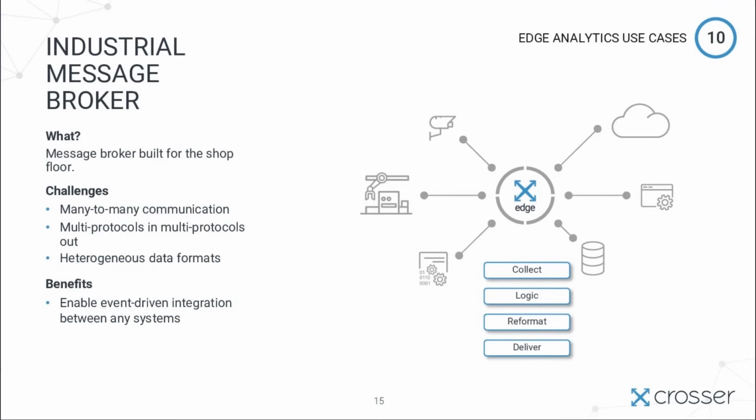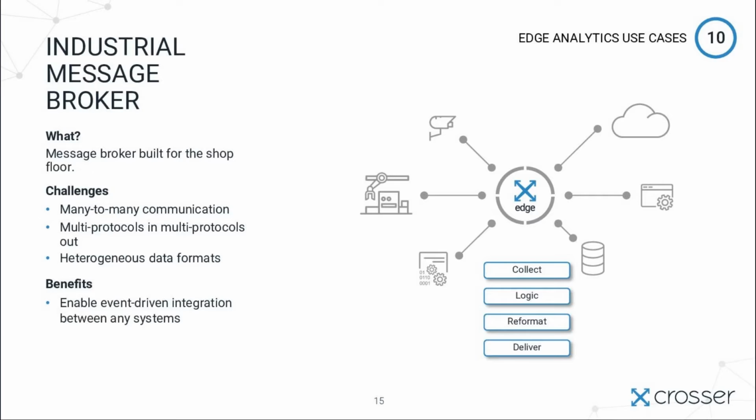So finally, we have more or less a combination of all the previous use cases. If you have the right edge computing capabilities in place, you can use it as a generic message broker for all your event-driven integration needs that you have on the factory floor. So whether it's machine data or other systems that you want to connect, you can still use edge computing as a way of connecting these different systems together.